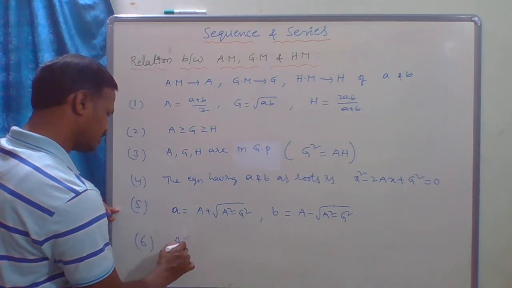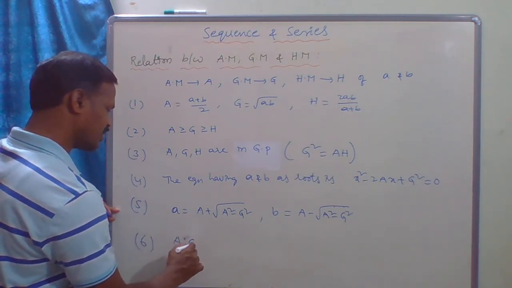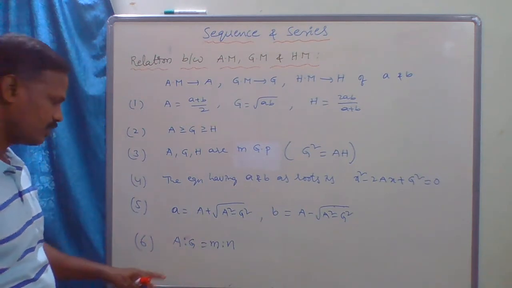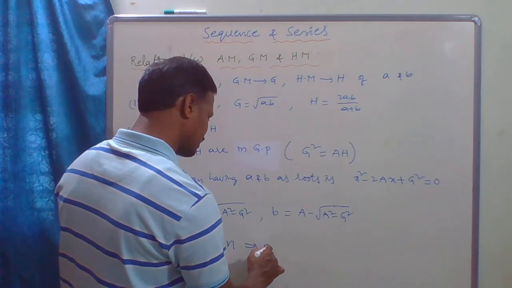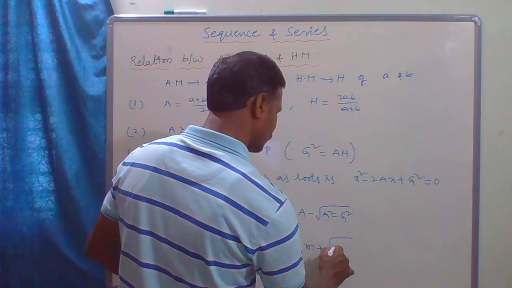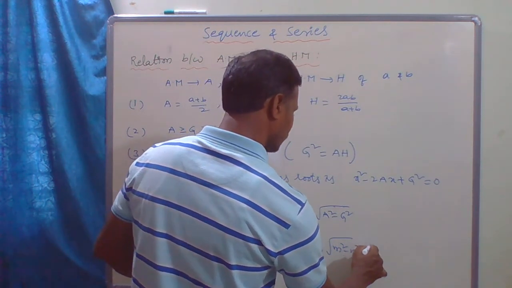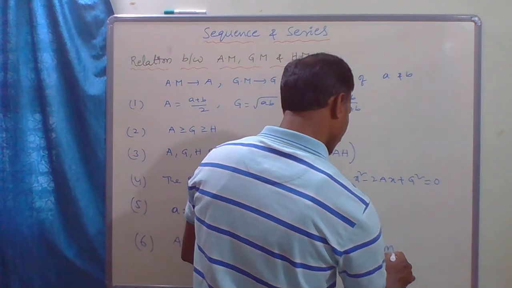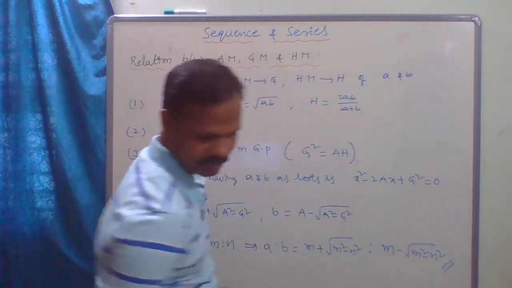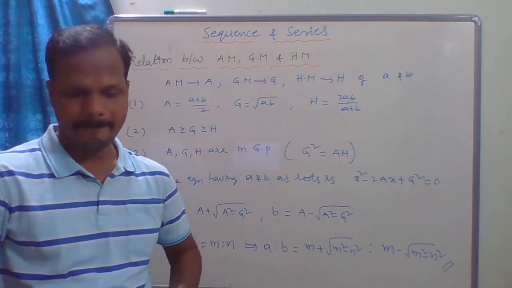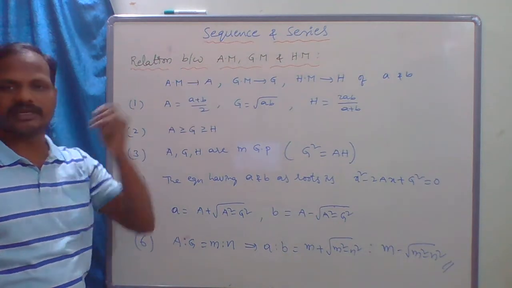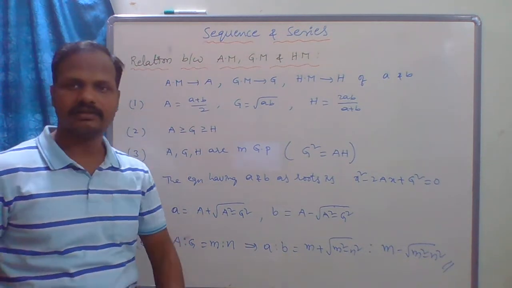Now, if A and G, the arithmetic mean and geometric mean, are in the ratio m is to n, then the numbers are in the ratio m plus square root of m square minus n square is to m minus square root of m square minus n square. Clear? Okay, so these are the most important results regarding the relation between AM, GM and HM.